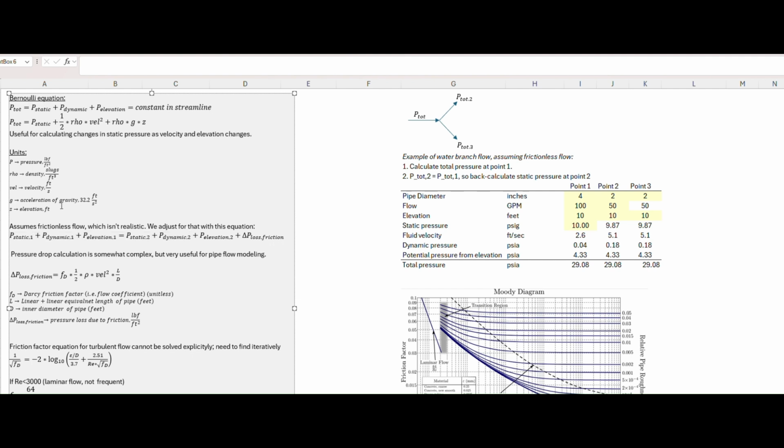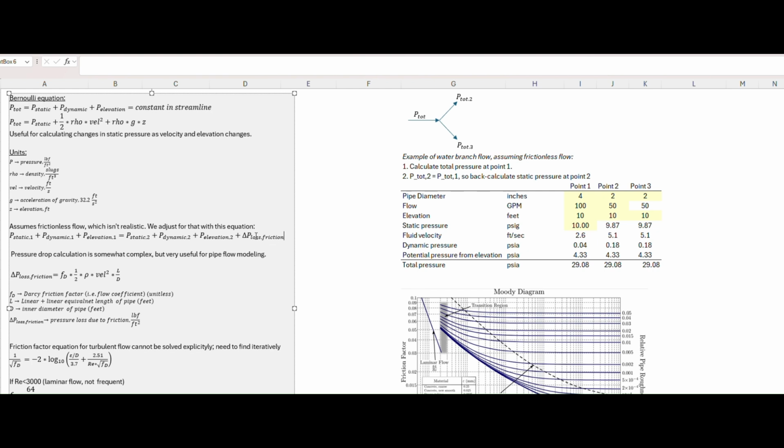Real quick, let's talk about units to make sure that everything works out. Pressure is always going to be in pound force per square foot. Even though we use PSI in the real world, you have to convert to pounds per square foot to make the equations work. For density, or rho, use slugs per cubic foot. Use feet per second for velocity. G for gravitational acceleration is always 32.2 feet per second squared. And use feet for elevation. If you can keep those units consistent, then everything will work out.